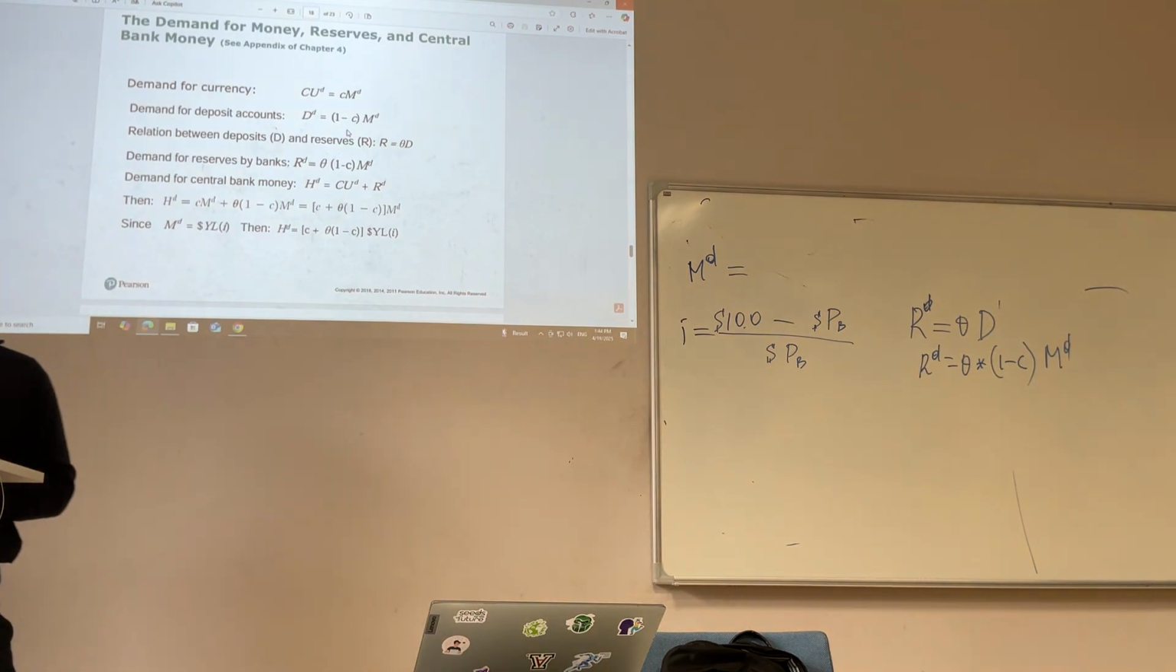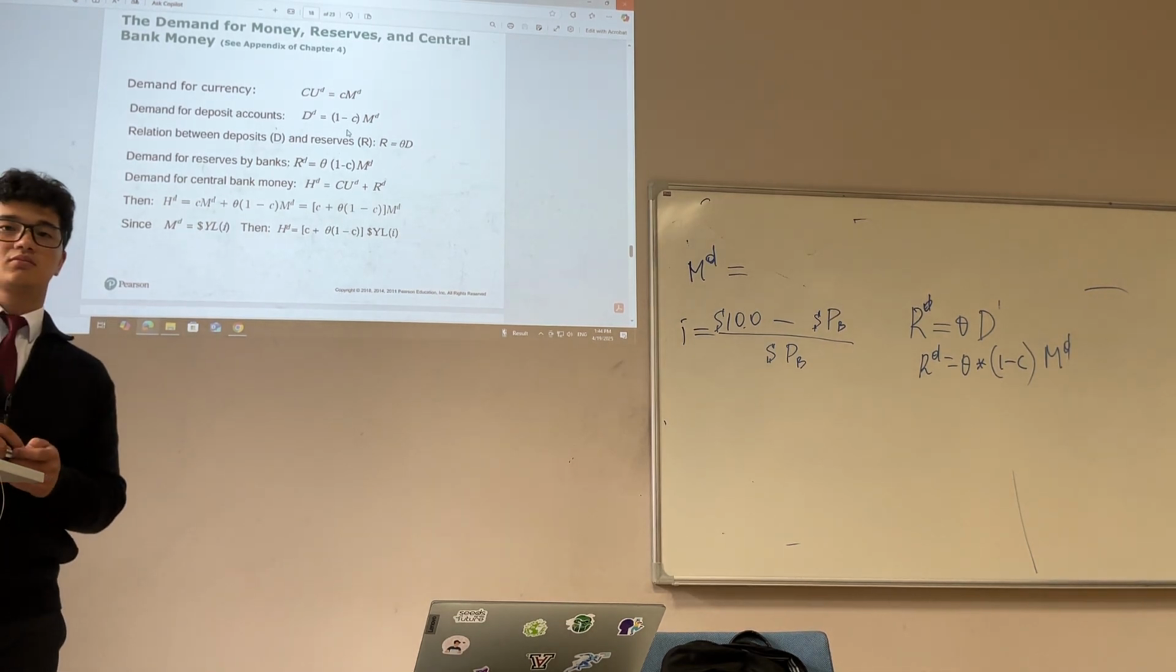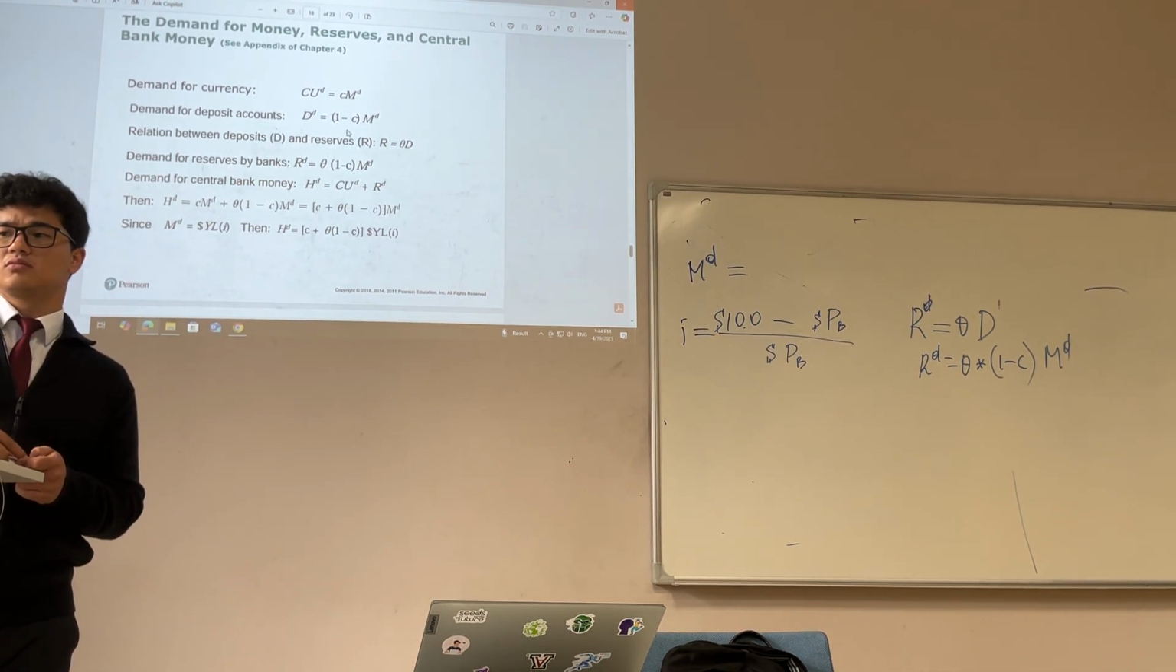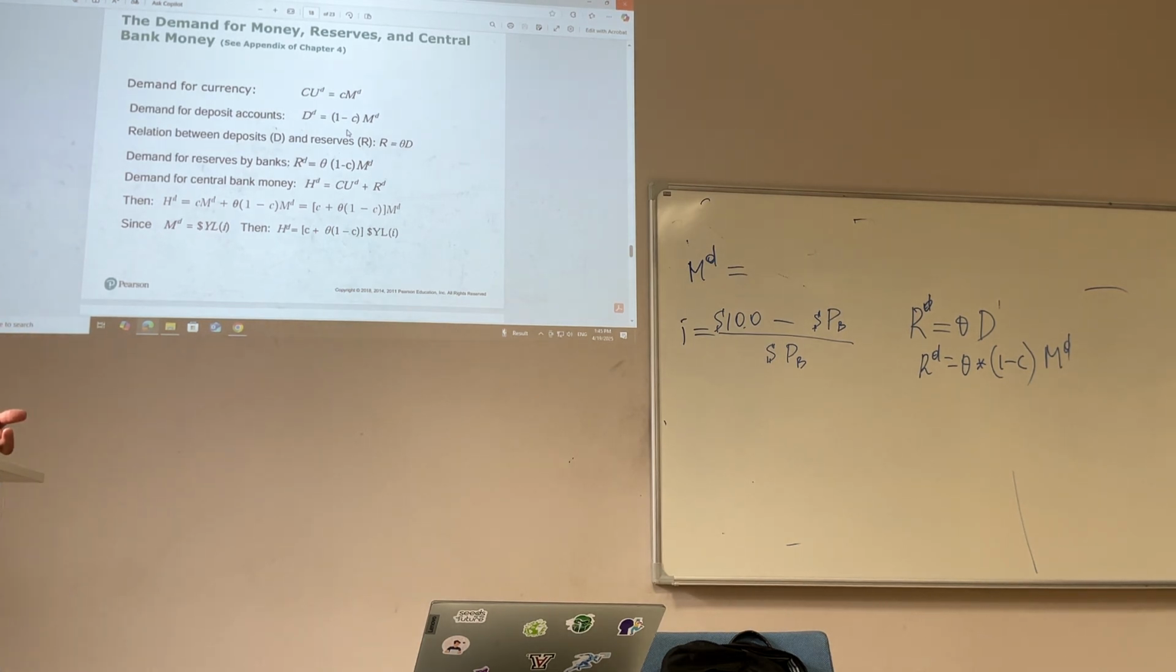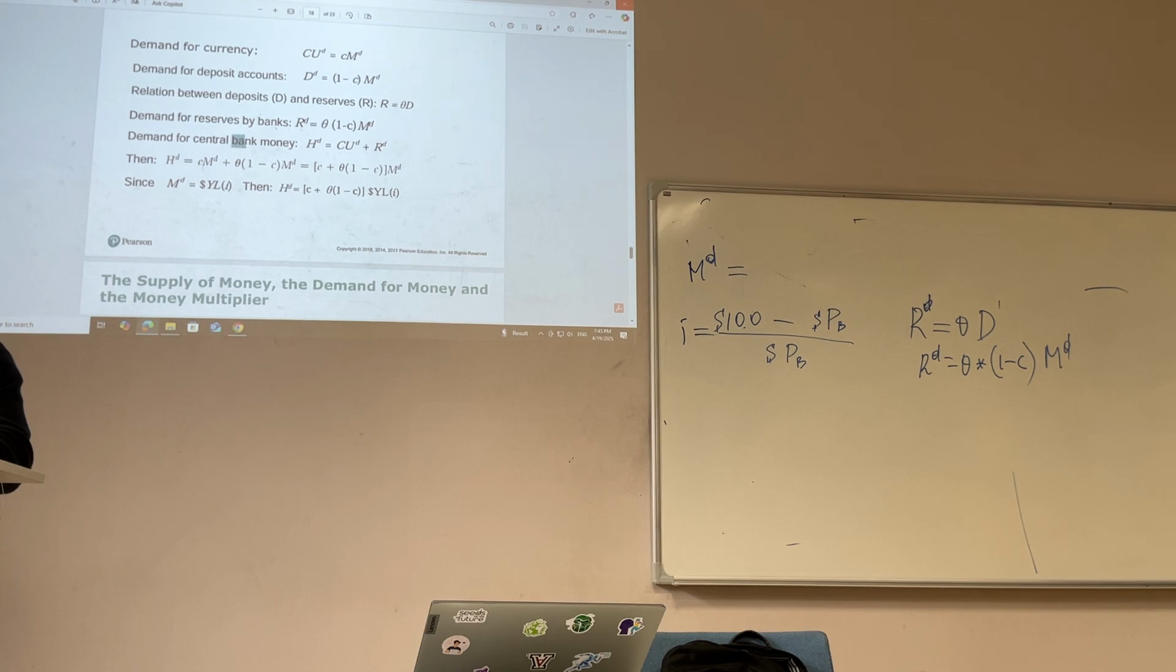It's a proportion of money, here demand for currency. It's also from 0 to 1, yeah? Yes, it's also from 0 to 1. Kind of explains percentage. 0.2 is 20% of money I am holding as currency. That type of thing. Demand for central bank money.